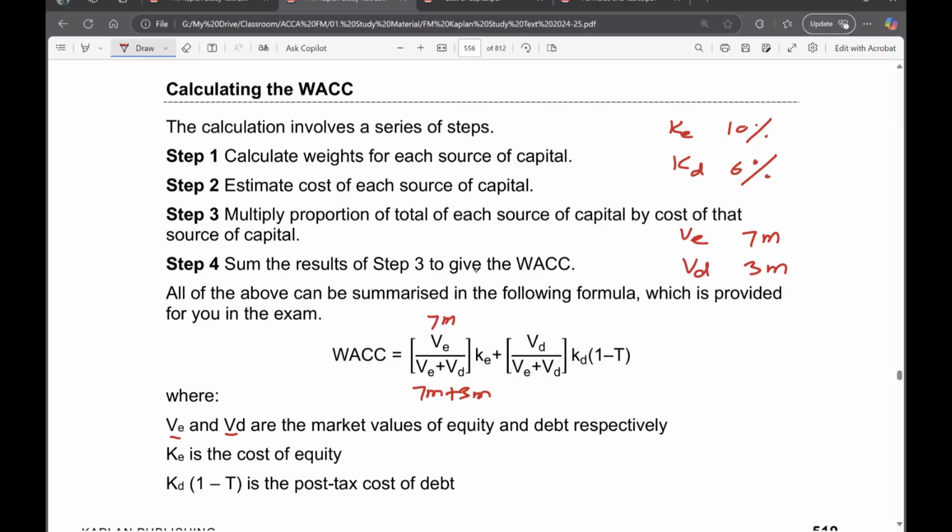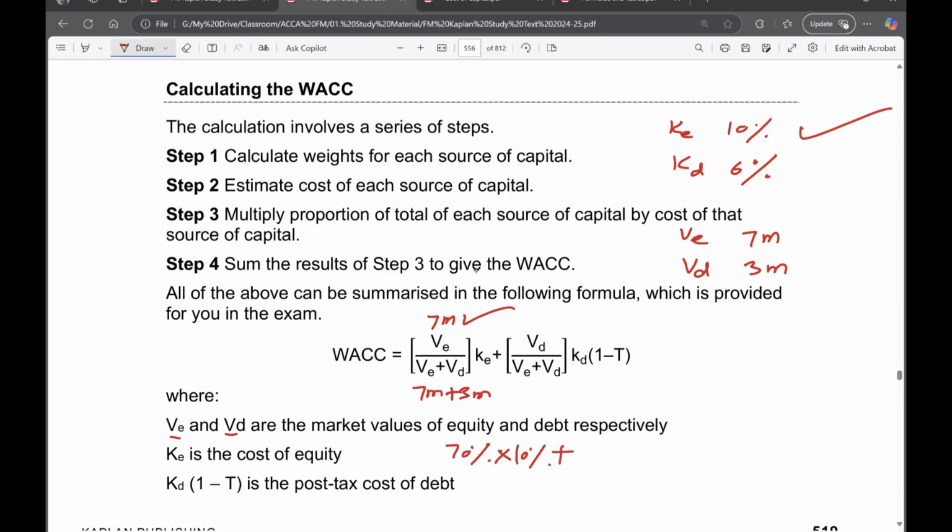So 7 million we finance through equity, divided by the total finance we raised in the entity. Basically, we are trying to find what percentage of finance we raised through equity, which is 7 million over 7 million plus 3 million. So it's 70%, or 0.7. We multiply by the cost of equity that we found already, 10%.